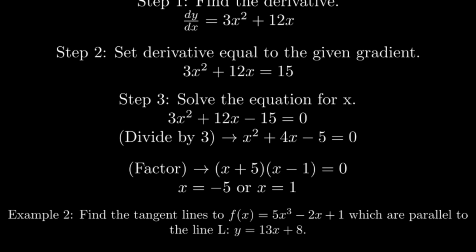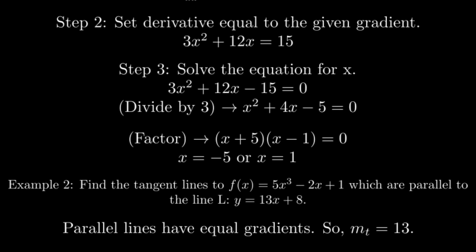Here, we need to find the tangent lines to the curve f of x equals 5x cubed minus 2x plus 1 that are parallel to the line y equals 13x plus 8. The key piece of information here is parallel. Parallel lines have the same gradient. The gradient of the line y equals 13x plus 8 is 13. So, we are looking for points on the curve where the tangent gradient is 13. This means our target gradient is 13.